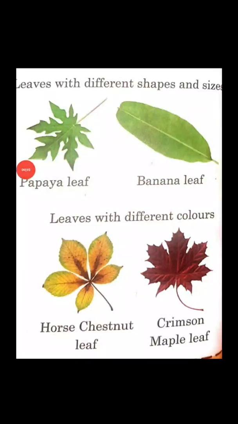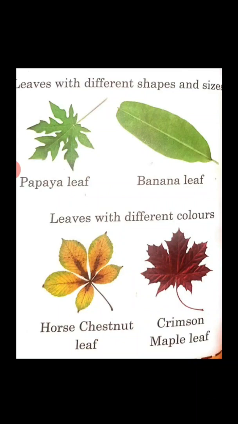Now let's talk about these food factories of plants in detail. Firstly, let's discuss their shape and size. Leaves have different shapes and sizes. For example, basil and banana leaves. They might have shapes like oval, triangular or round. In the picture given, can you see the papaya leaf and the banana leaf? They are having different shape and size.